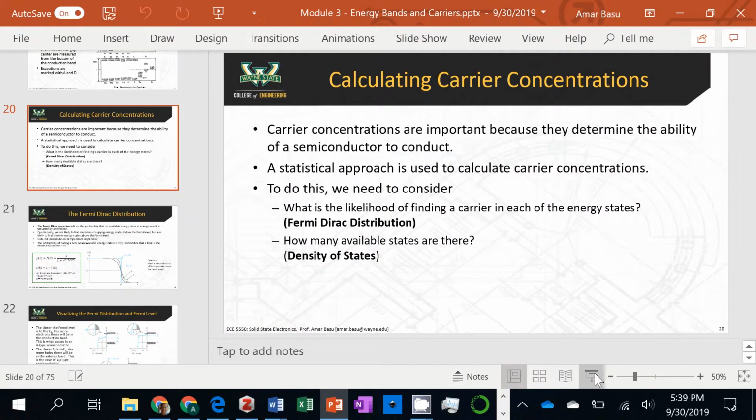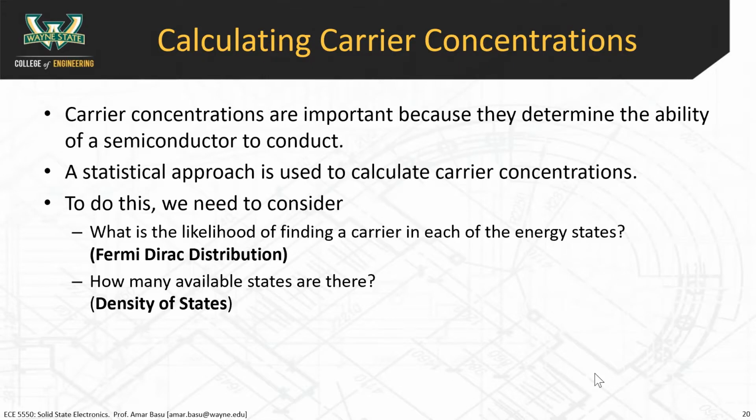So the way that we're going to do that is just by following an intuitive, statistical type approach. What I mentioned at the end of class last time is that this is similar to the Costco parking lot analogy. We're going to calculate carrier concentrations, which means the concentration of electrons in a semiconductor, and the concentration of holes in a semiconductor. This is important, of course, because holes and electrons are the things that make a semiconductor conductive.